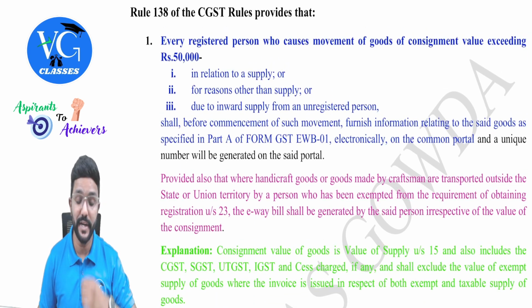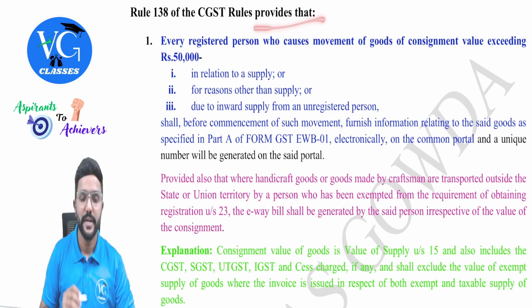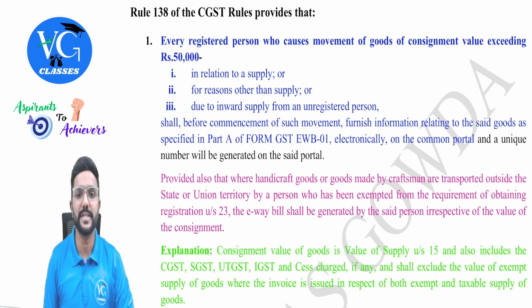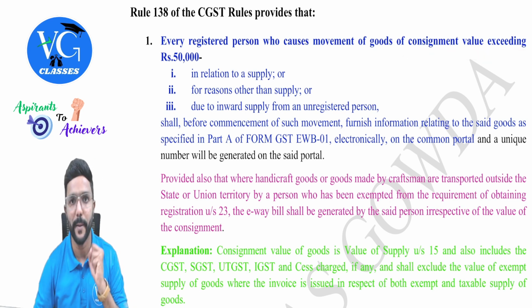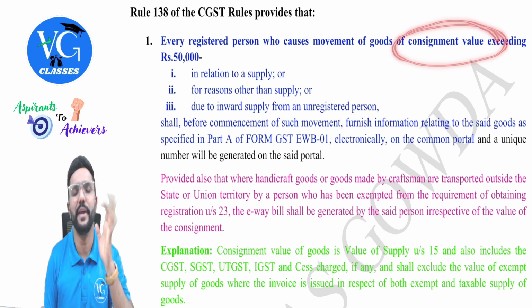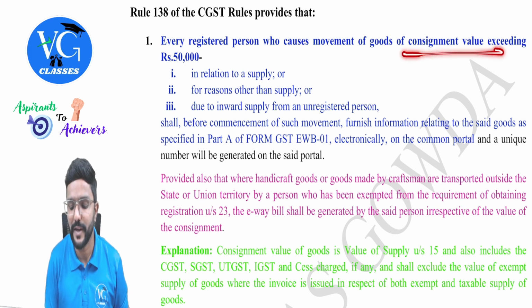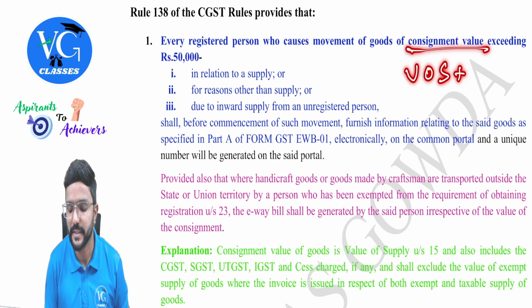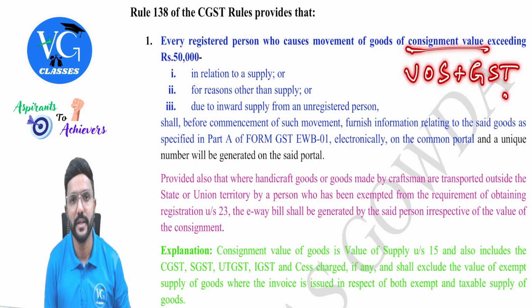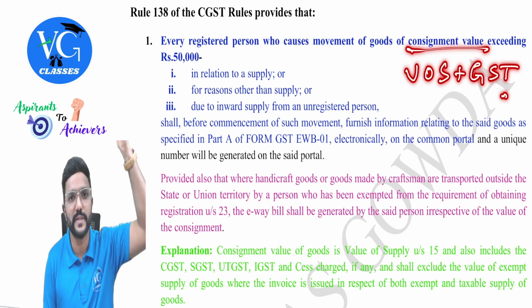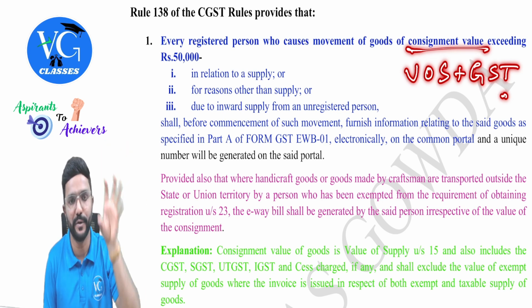We will see. Rule 138 of the CGST Rules provides that every registered person who causes the movement of goods of consignment value exceeding 50,000. Okay. Sir, what is this consignment value? Very important, guys, because they may ask questions on this. Consignment value is nothing but the value of supply plus GST. Very simple. We already learned how to calculate the value of supply as per Section 15.